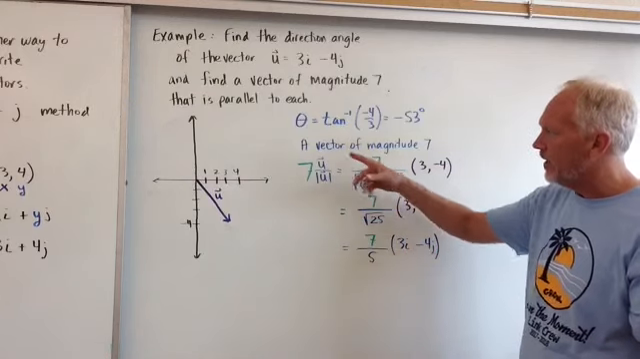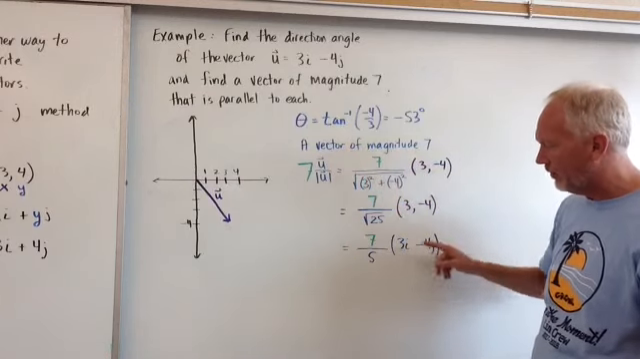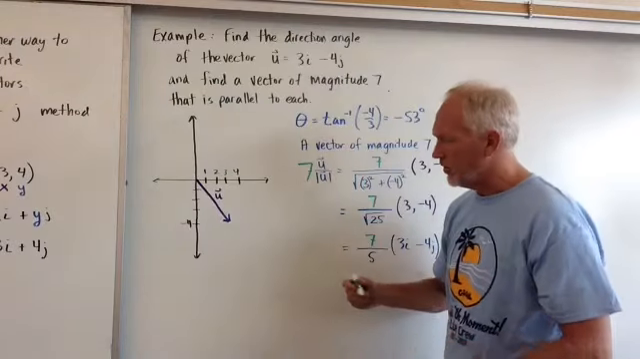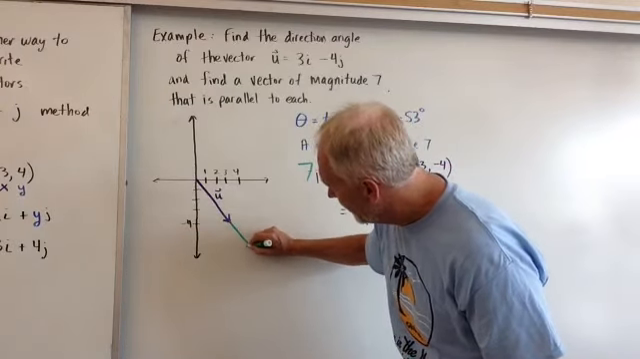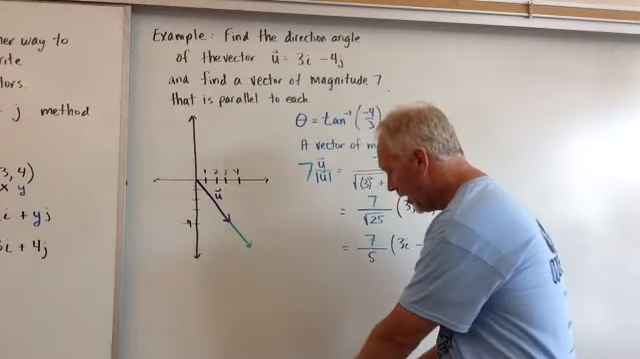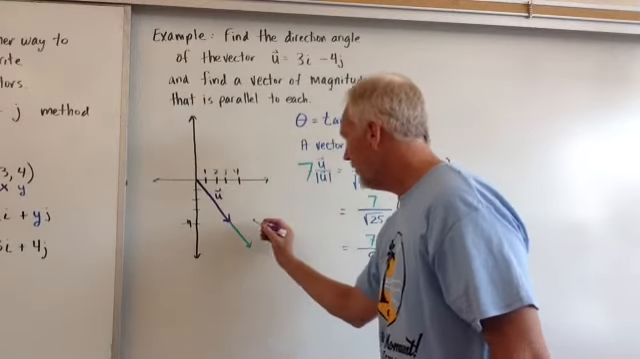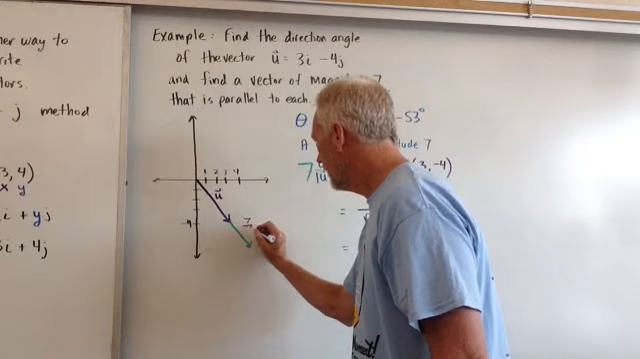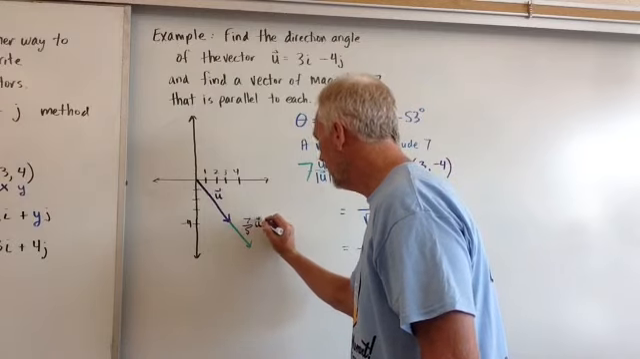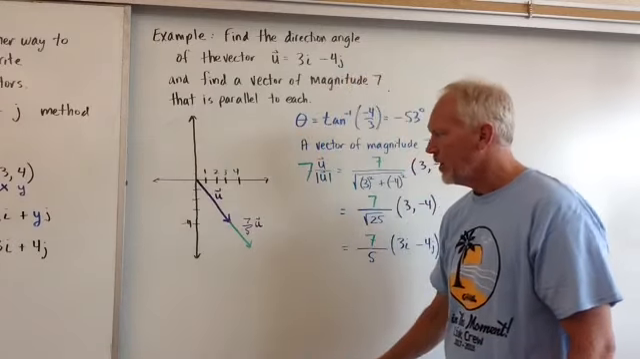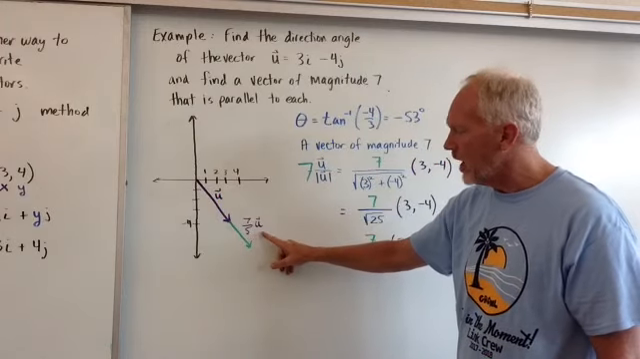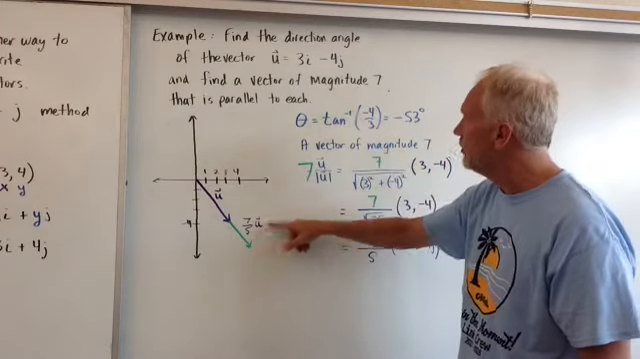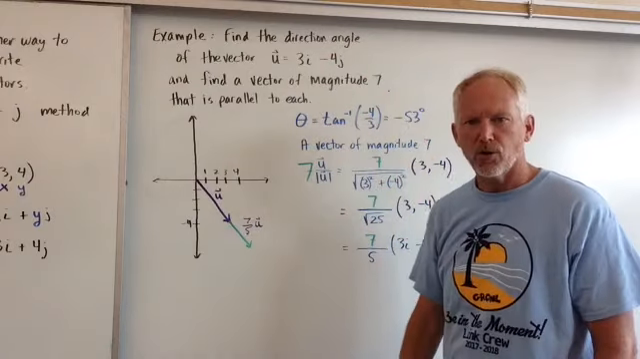And that is a vector of magnitude 7. So we simply add on to our original vector, and now we have 7/5 u. And that is a vector in the same direction with magnitude 7 for the original problem.